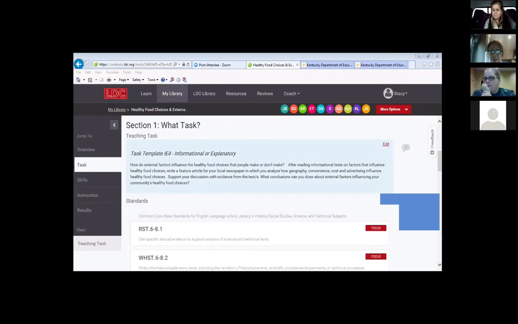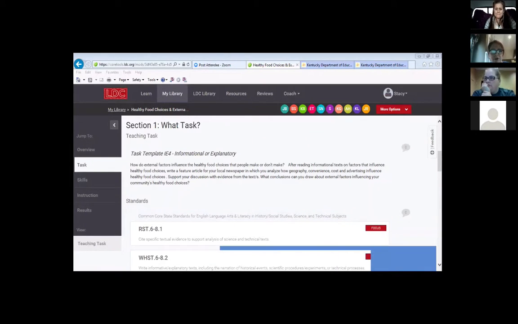After reading informational text on factors that influence healthy food choices, write a feature article for your local newspaper in which you analyze how geography, convenience, cost, and advertising influence healthy food choices. Support your discussion with evidence from the text. What conclusions can you draw about external factors influencing your community's healthy food choices?